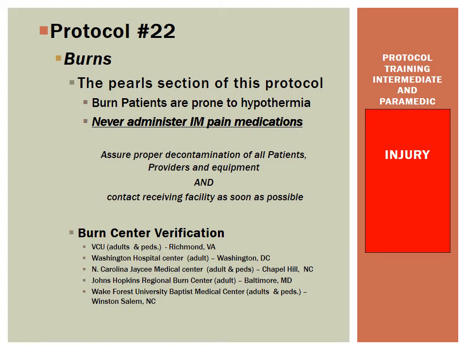VCU is an adult and peds burn center in Richmond, Virginia. Washington Hospital Center is an adult burn center in Washington, D.C. North Carolina JC's Medical Center is adult and peds in Chapel Hill, North Carolina. Johns Hopkins Regional Burn Center is adult in Baltimore, Maryland. And Wake Forest University Baptist Medical Center is adult and peds in Winston-Salem, North Carolina. And, of course, remember for our burns patients, because of the distance to these burn centers, air medical transport should be utilized.